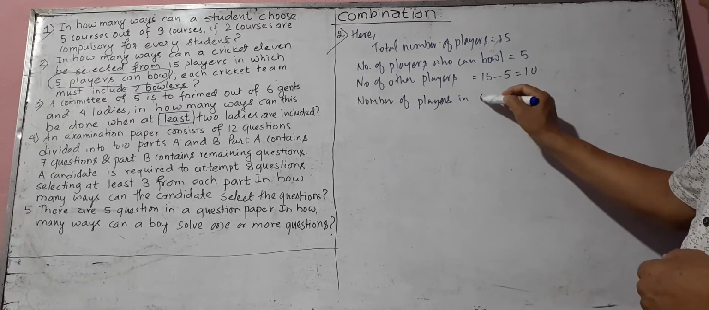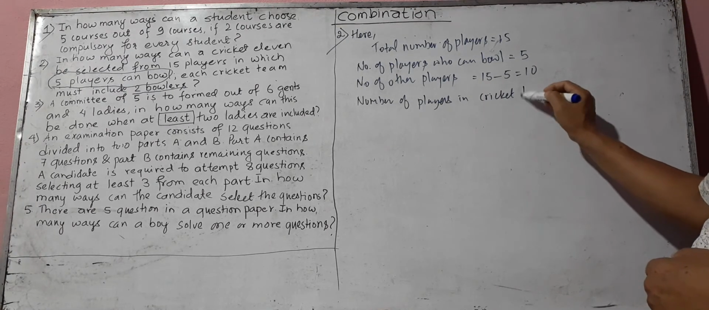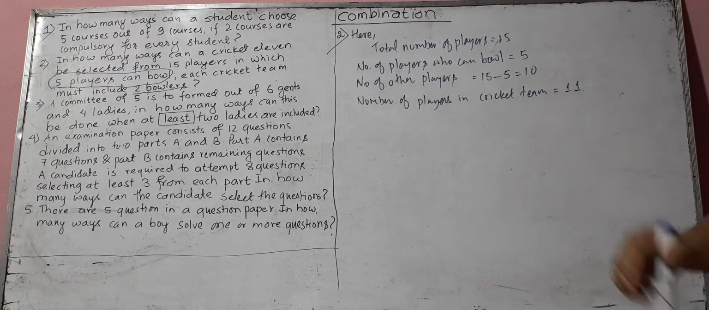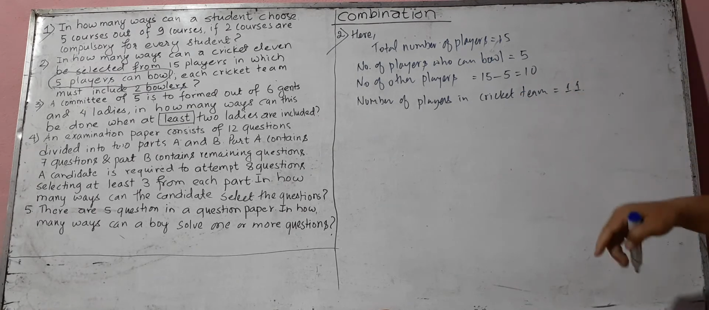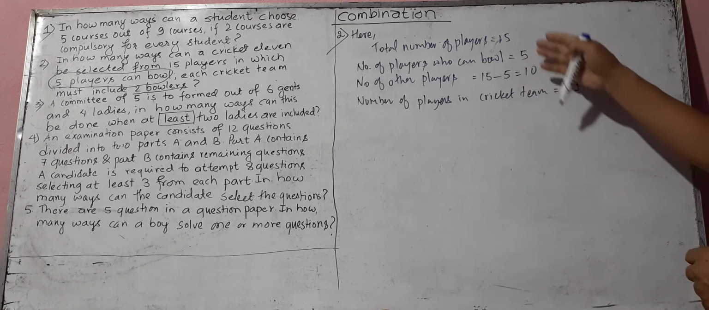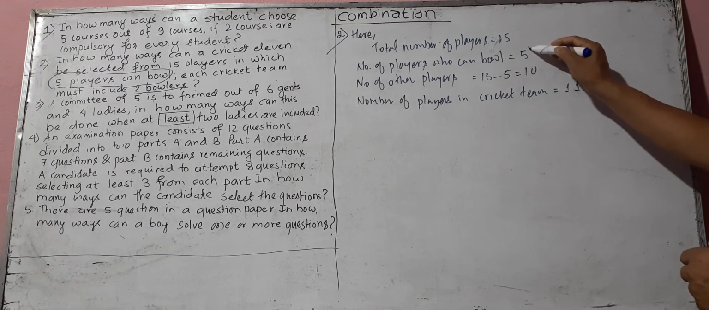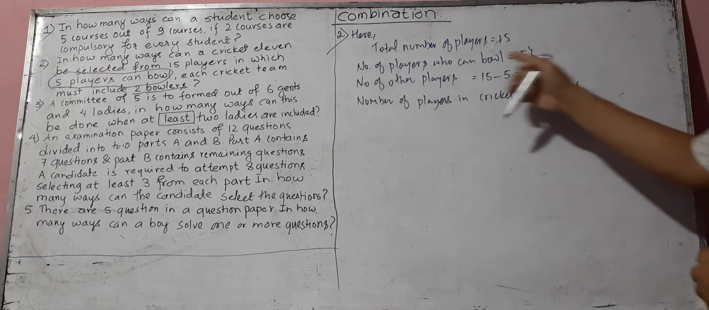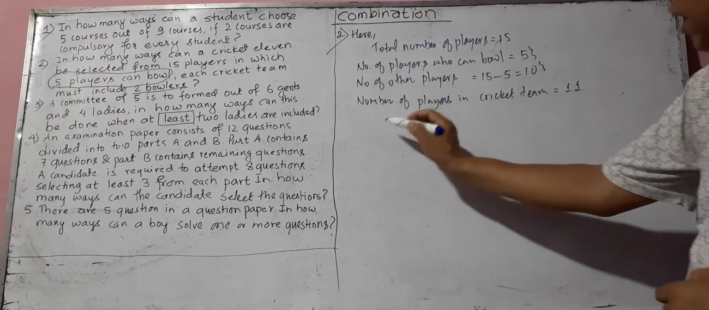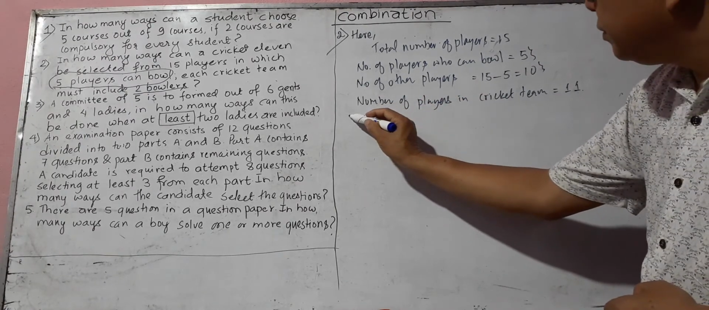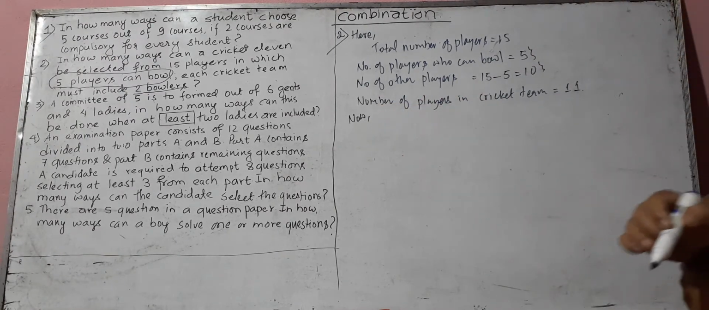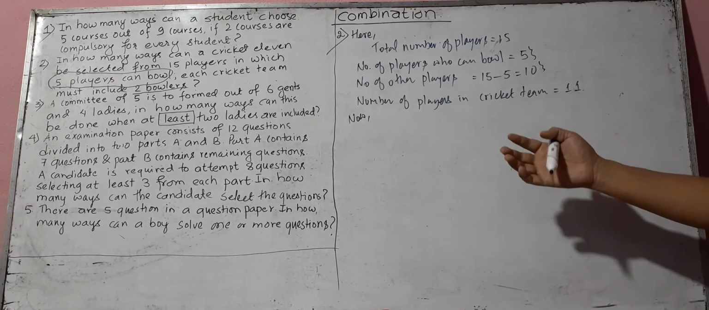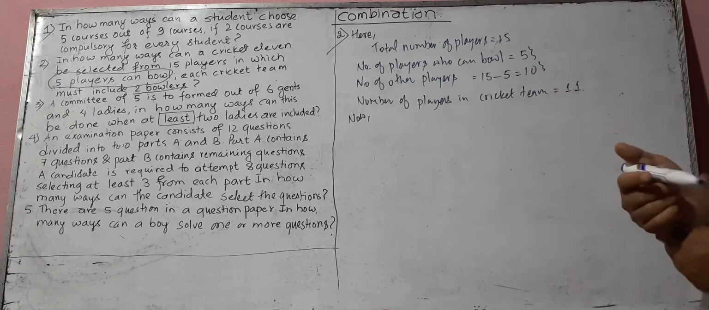Players in a cricket team is 11. So we have to select 11 players from these 5 bowlers and 10 other players. Okay. So now the combinations. First we find the selection of bowlers.